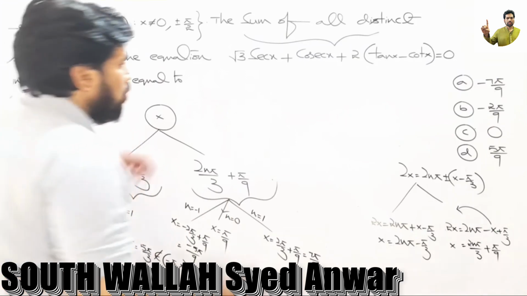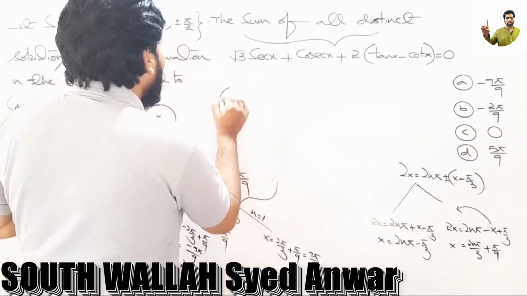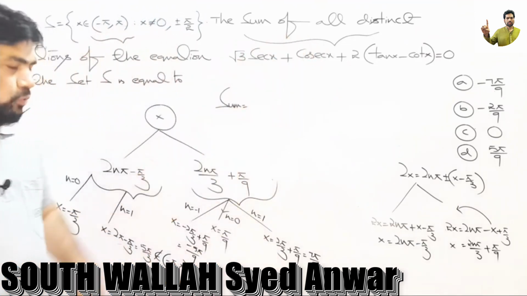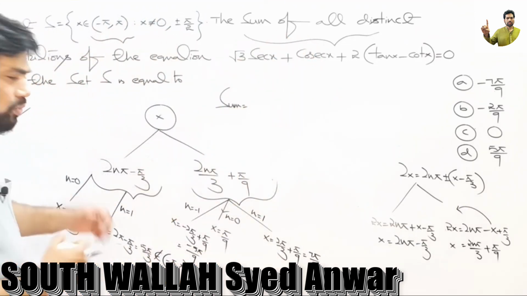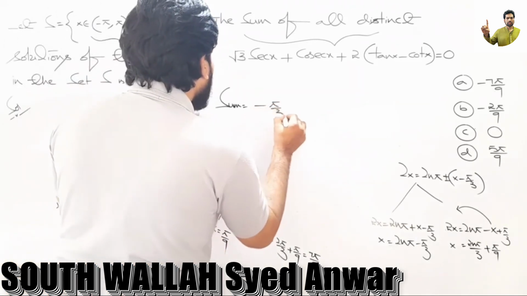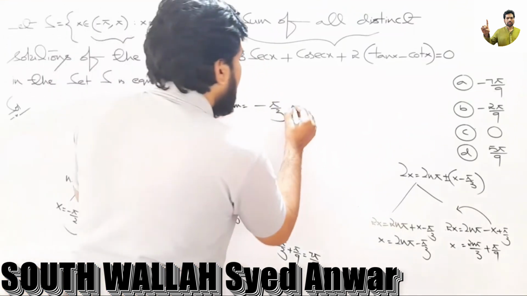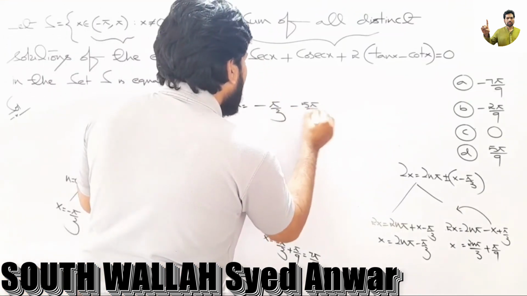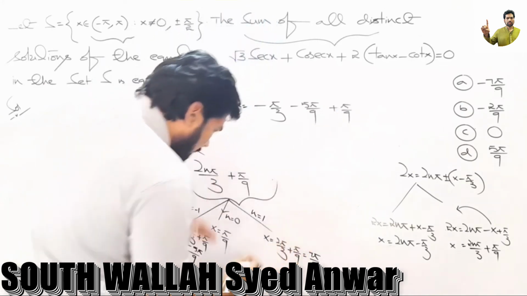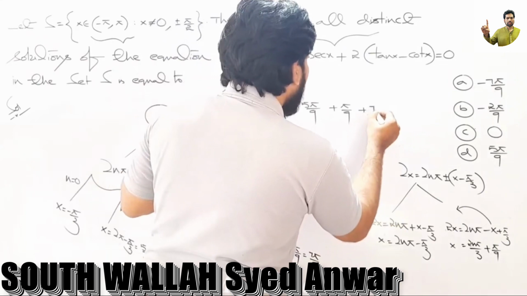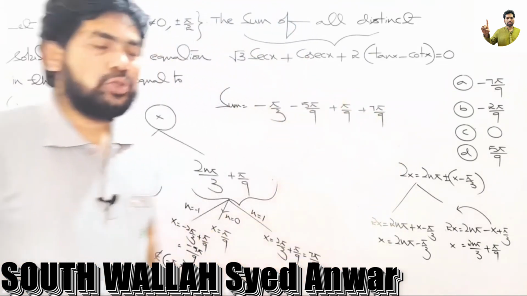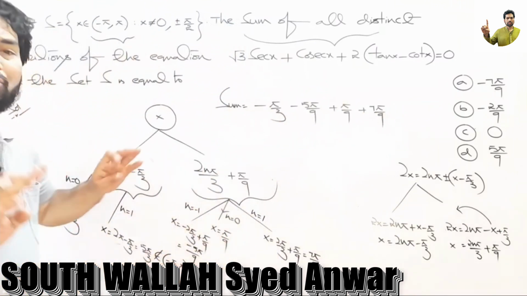Next, what is required here? What we have to find? We have to find the sum of all the distinct solutions here. So how many solutions have I got here? First one, minus pi by 3. Second one, minus 5 pi by 9, and next one plus pi by 9, and next one plus 7 pi by 9, because here sum means I have to add all the solutions. So finally I have got 4 solutions.